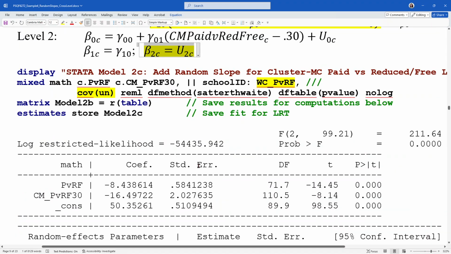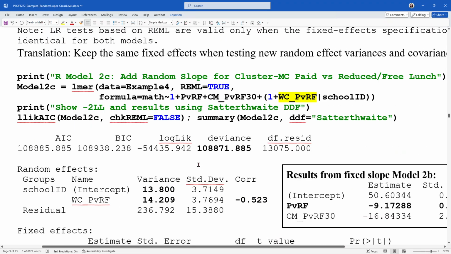So in the code, for instance, let me get down to the R code. I have the original PVRF in the fixed part and the within cluster version in the random part. I am doing it this way so that my fixed effects stay within contextual and my random slope stays within regardless because I set it up using cluster mean centering. So this sounds crazy, but it's not. And you should have no problems in estimating this.